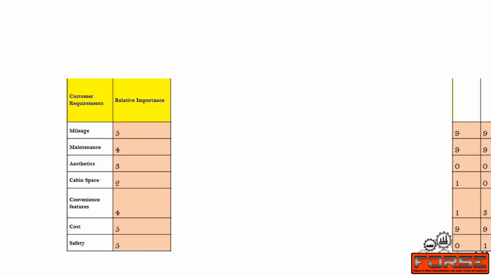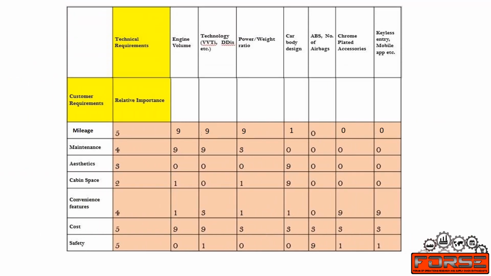The matrix thus obtained, after rating each parameter with the requirement as is shown, resembles the main room of the House of Quality. Here, the customer requirement of mileage has a very strong correlation with the engine volume, technology used, and power-to-weight ratio, and is thus represented by 9. In the same way, mileage is weakly correlated to the car body design, and is represented by 1, and has no correlation with the chrome-plated accessories, convenience features of keyless entry and mobile app, and hence is assigned the value 0. Similarly, all the parameters are rated with respect to the technical parameters.